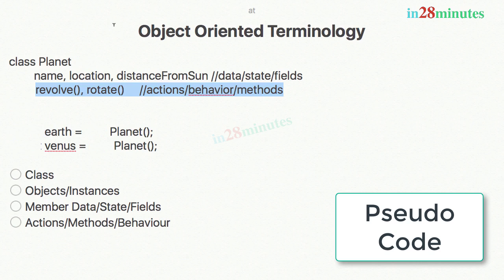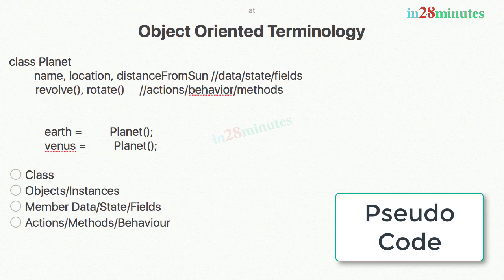The last terminology which is frequently used in object-oriented programming is related to the methods which are defined in a class. These methods are said to be representing actions that can be performed on a specific object. So you can say earth.revolve, earth.rotate, or you can say Venus rotate. So these are the actions that can be performed on different objects. This is called behavior of a class. Behavior of a class is the actions that can be performed on its objects.